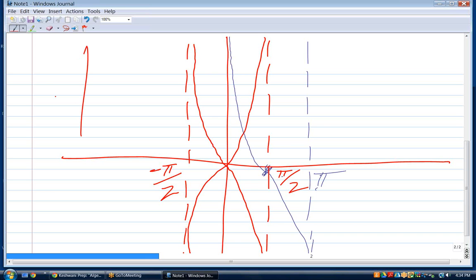So if I just give you a curve without anything attached to it, and I say it looks like that, without a grid, you don't know whether that is a negative tangent curve or a positive cotangent curve. Could be either one, depending on how I label the x-axis. Okay.